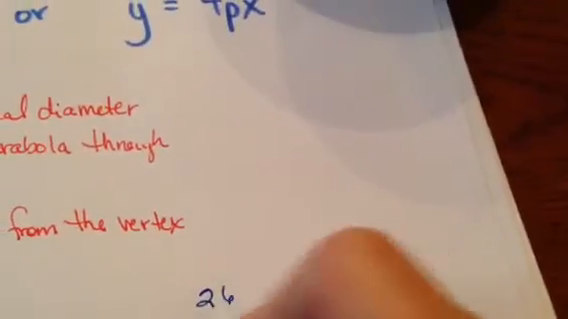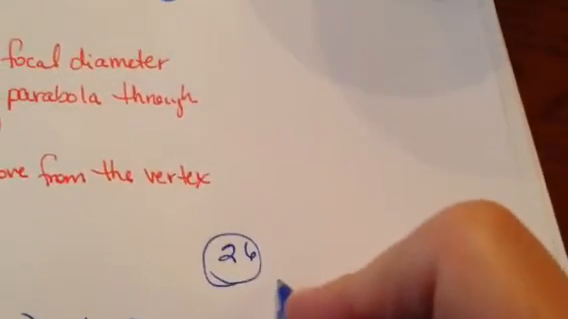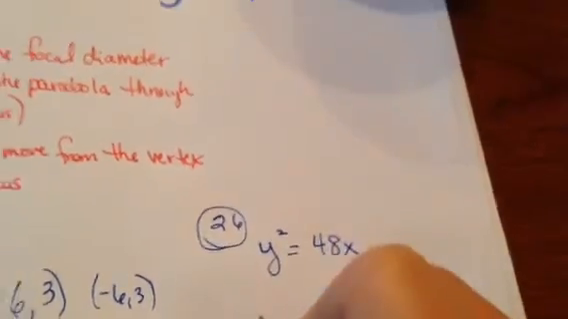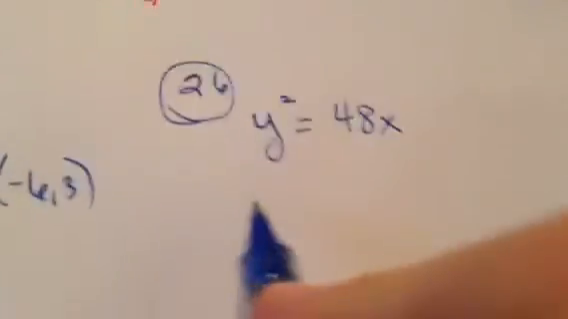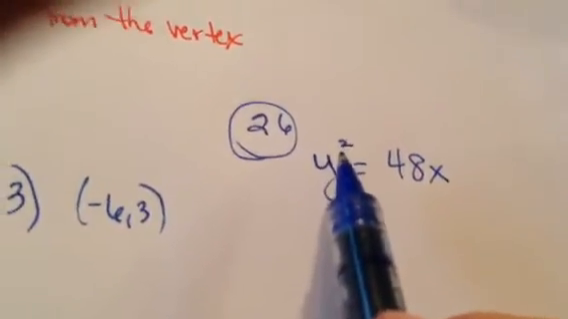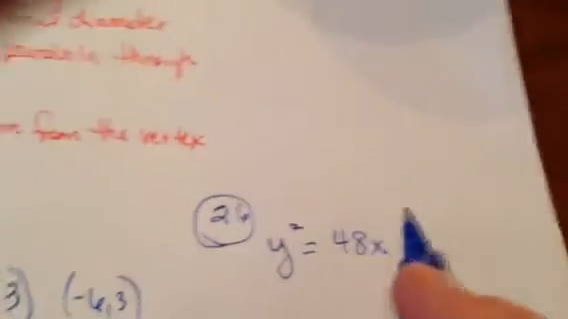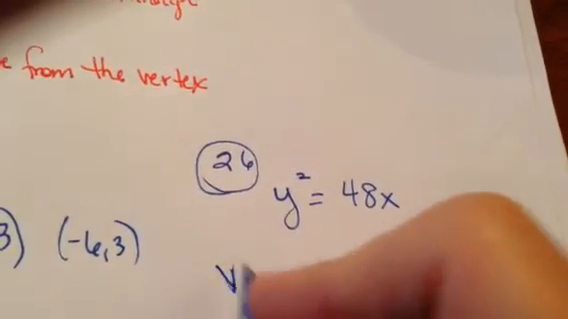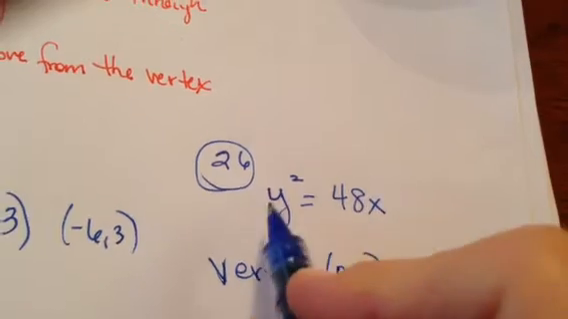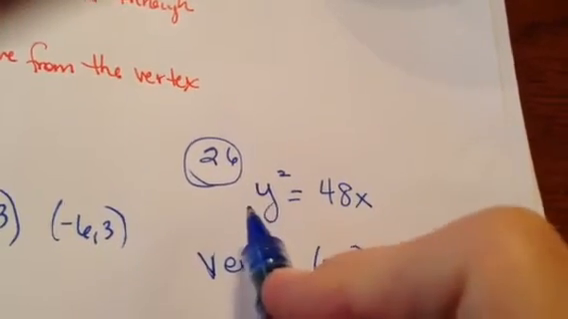Look in your book at number 26, and this is what it says. It says y squared equals 48x. Okay, here's what I already know by looking at this. Since it's the y value that's squared, I know it's going to open to the right. Okay, this is positive. I know the vertex is (0, 0). You can tell that just right here. Nothing's happening to the x or the y.